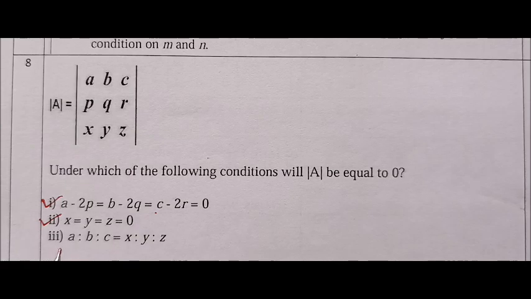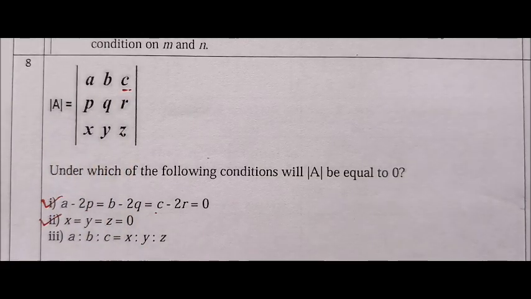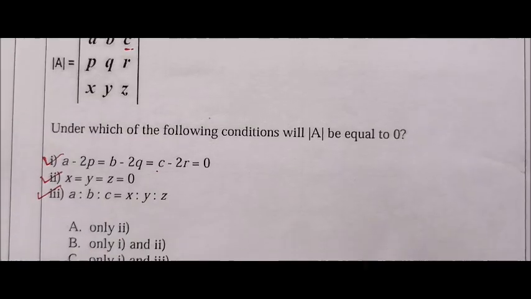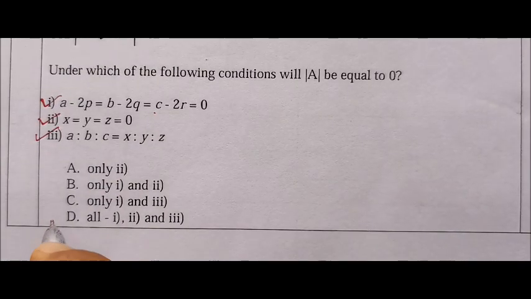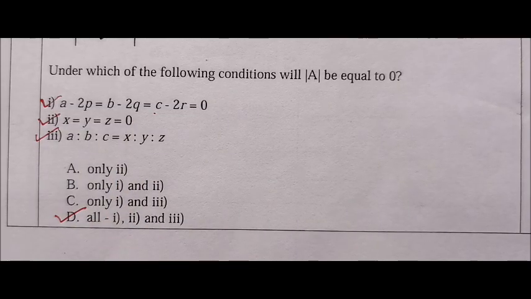And third way, what they are saying, the ratio of a is to b is to c equal to x is to y is to z. That means the first row and third row are proportional, then also it is 0. That means in this case our correct option will be all 1 to 3. Under all the three conditions, the value of the determinant will be 0.